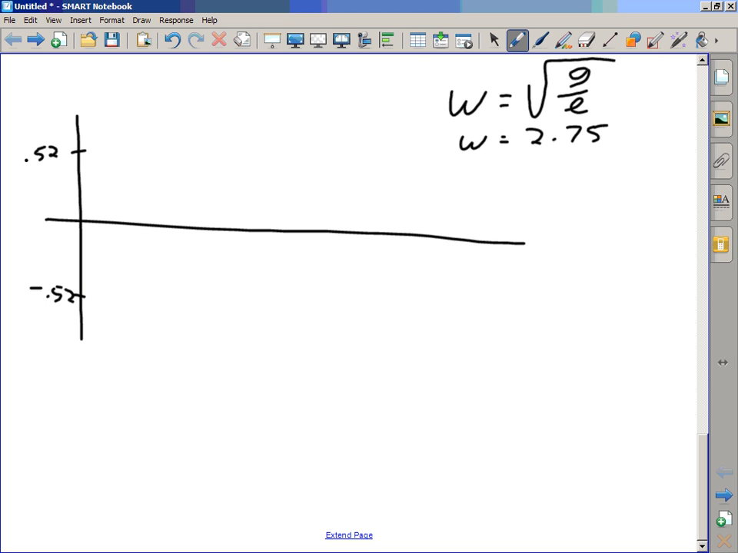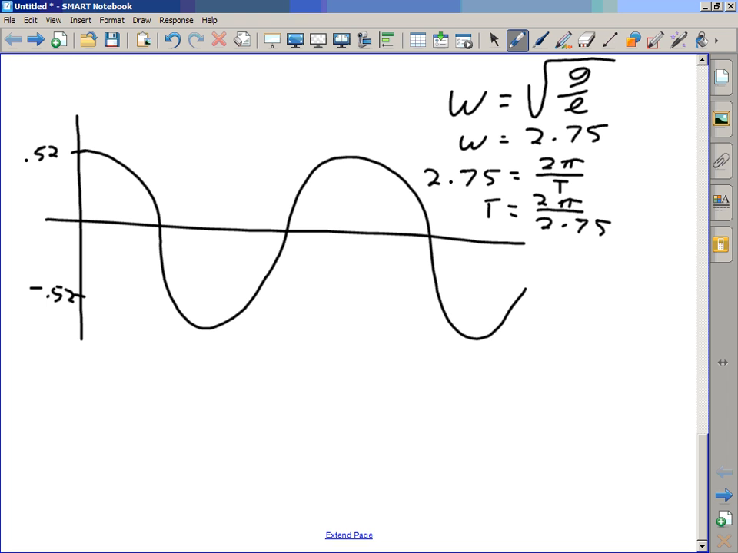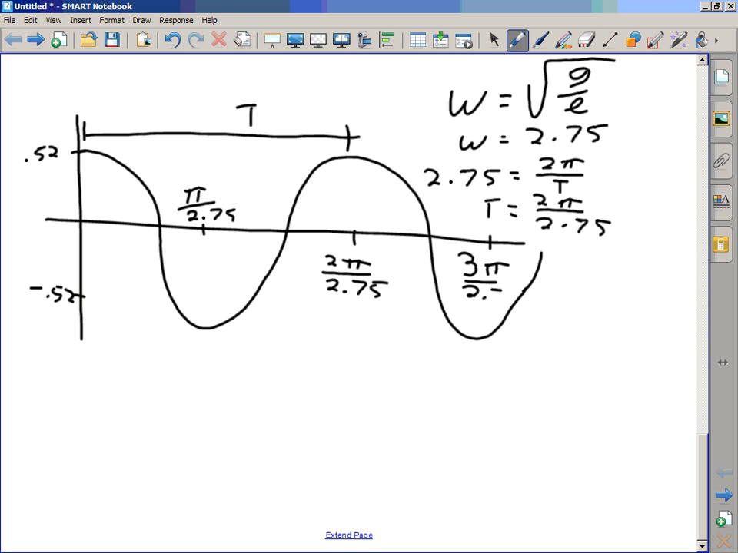What's my period going to be? Well, 2.75 equals 2 pi divided by the period, right? Period T equals 2 pi divided by 2.75. That means this graph looks something like this for the cosine graph. Two pi divided by 2.75. This would be half of that, right? Half of that, or pi divided by 2.75. And over here, this would be 1.5 of my period, right? Here was the period that I graphed out, or 3 pi divided by 2.75.